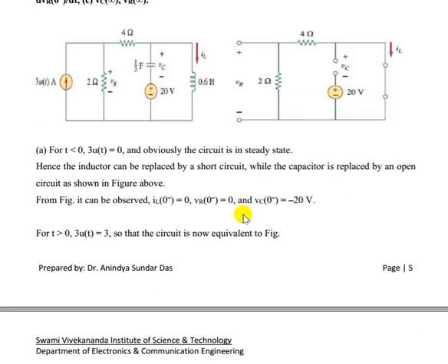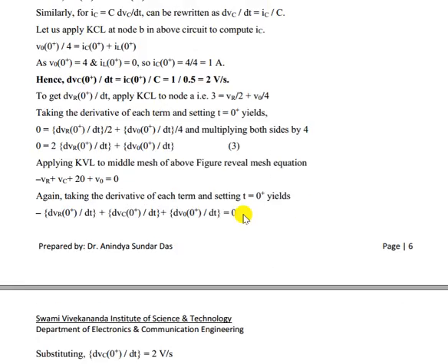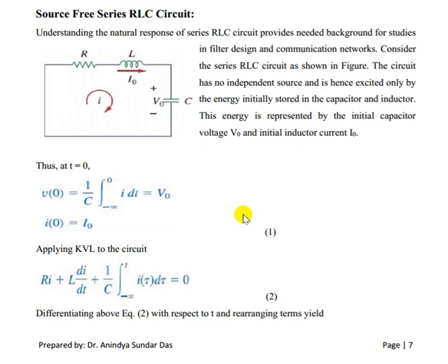Now there is another example. I am not going through that now. Okay. Now let us come into the main point, that is source free series RLC circuit. That means it has no source. What is there? Initial energy is stored in inductor and capacitor.